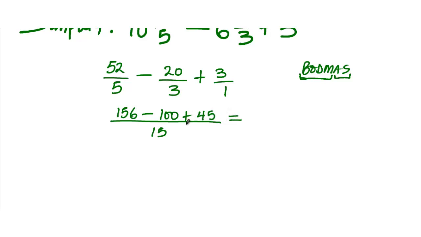So let's just add this. We have 156 minus 100, right, plus 45. And that will give us 101. So we have 101 over what? 15. This is an improper fraction. So we want to take it back to a mixed fraction.